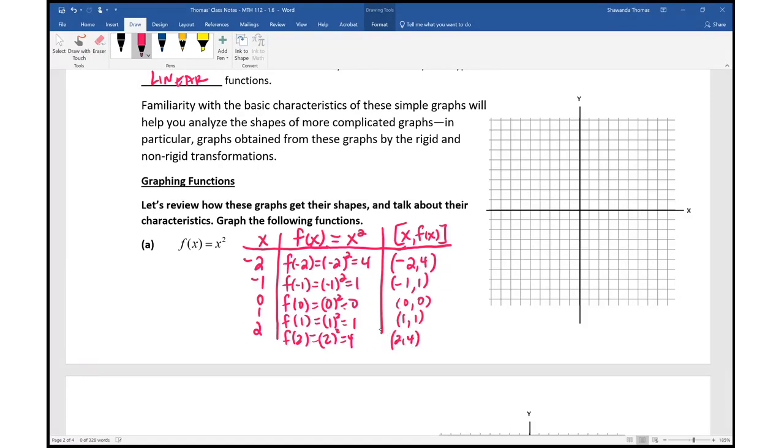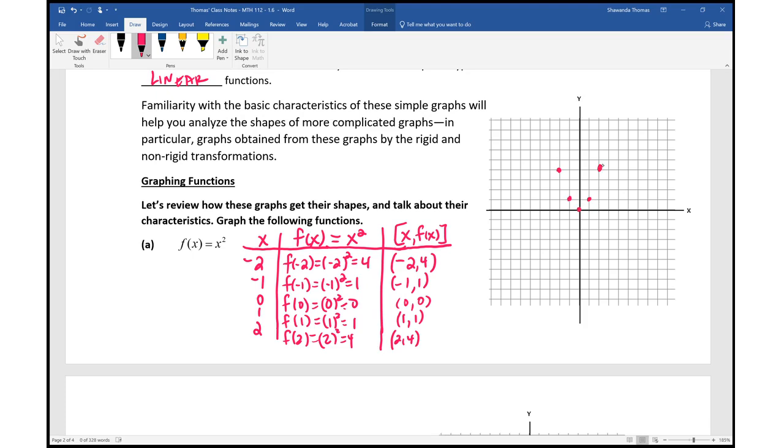And because we know the shape of this function already, we know that we need to curve this. It's not going to be a rigid line. It's going to be a curve. So -2, 4, let's go to the left 2 units. 1, 2, go up 4. 1, 2, 3, 4. -1, 1, left 1, up 1. 0, 0, 1, 1, and 2, 4.